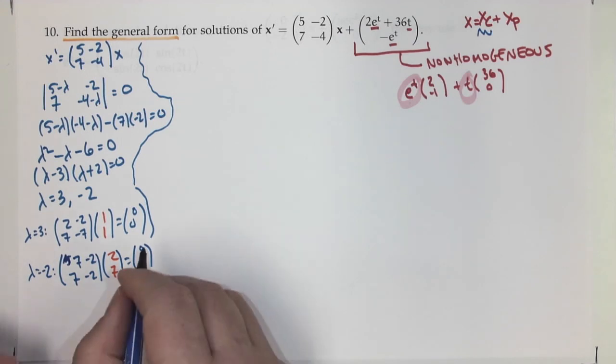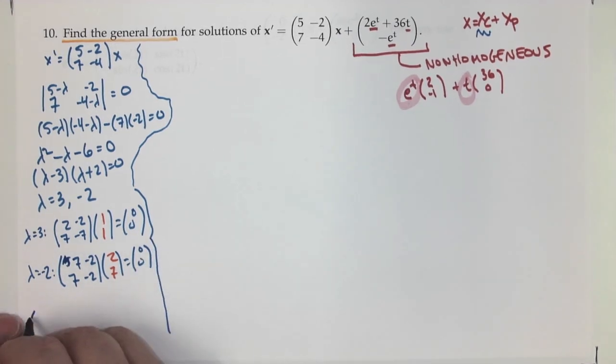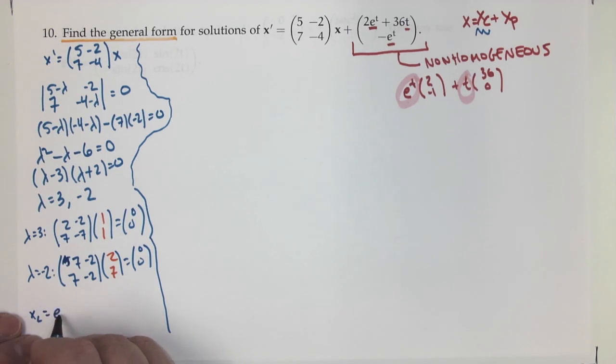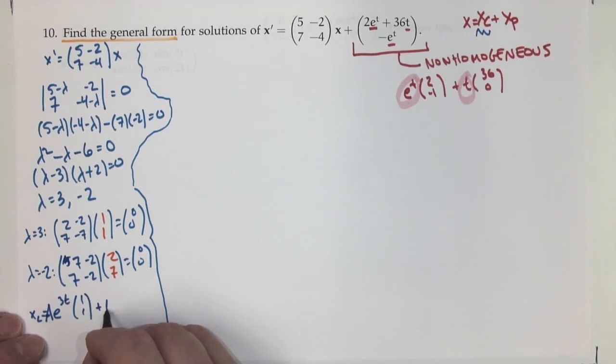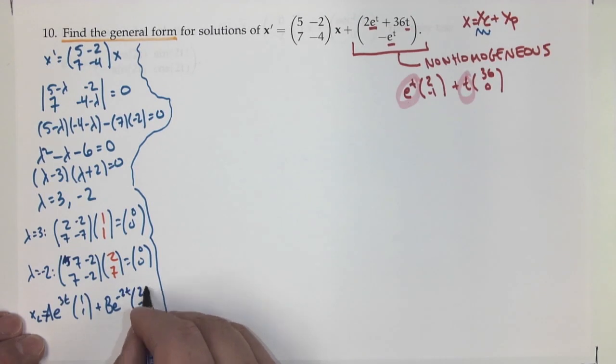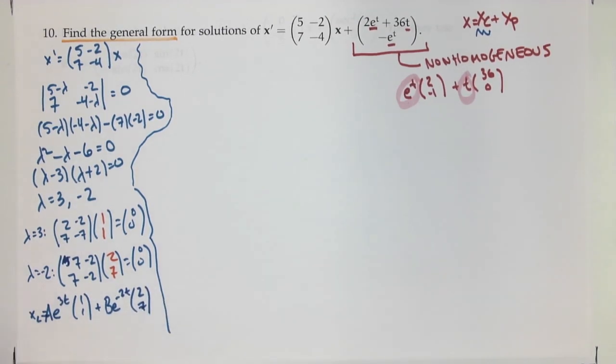Okay, so that says that our xc, complementary solution, is some constant, e to the 3t, 1, 1, plus some constant, e to the minus 2t, 2, 7. All right. Now we're going to focus on our xp.